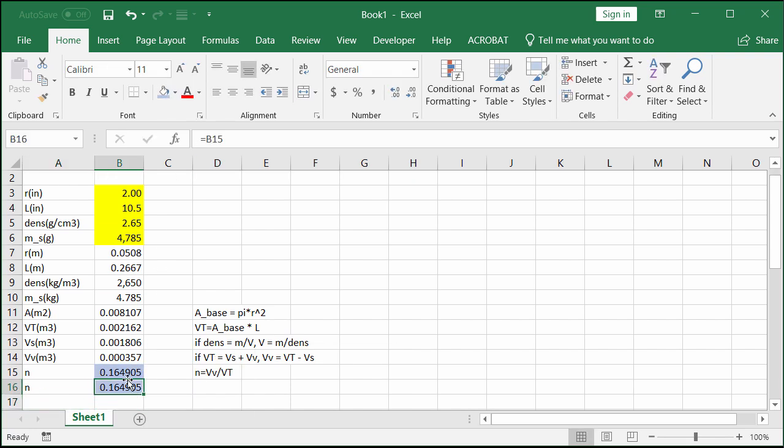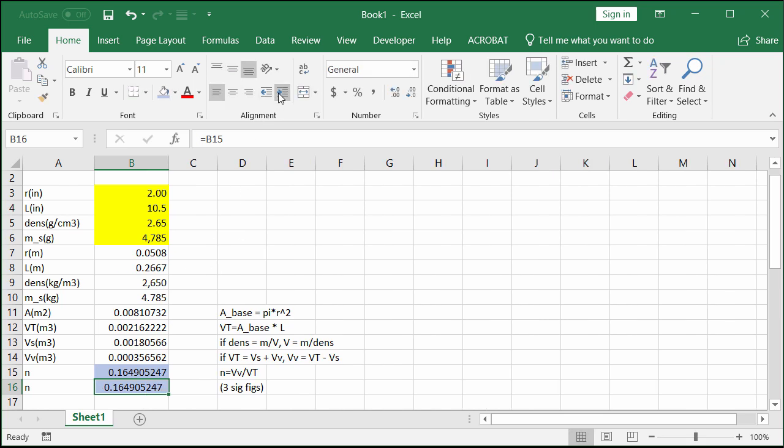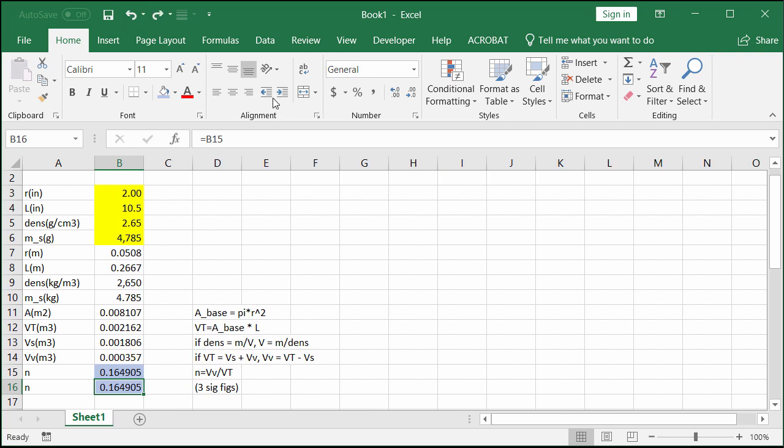But now, the second time, I will actually adjust it to the correct number of significant figures, which should be 3. There were 3 significant figures in everything here. So I'm actually going to adjust this to 3. Whoa, went the wrong way. Just these little arrows up here.